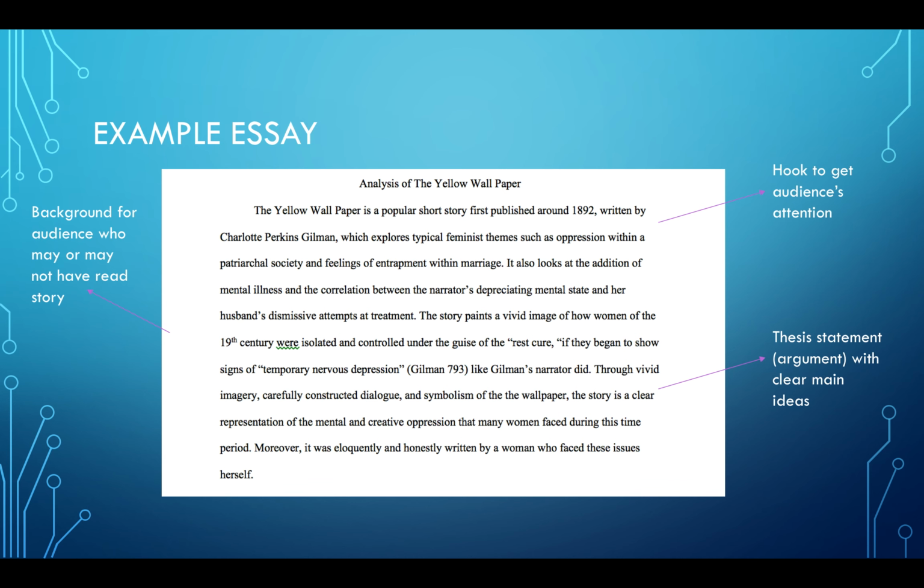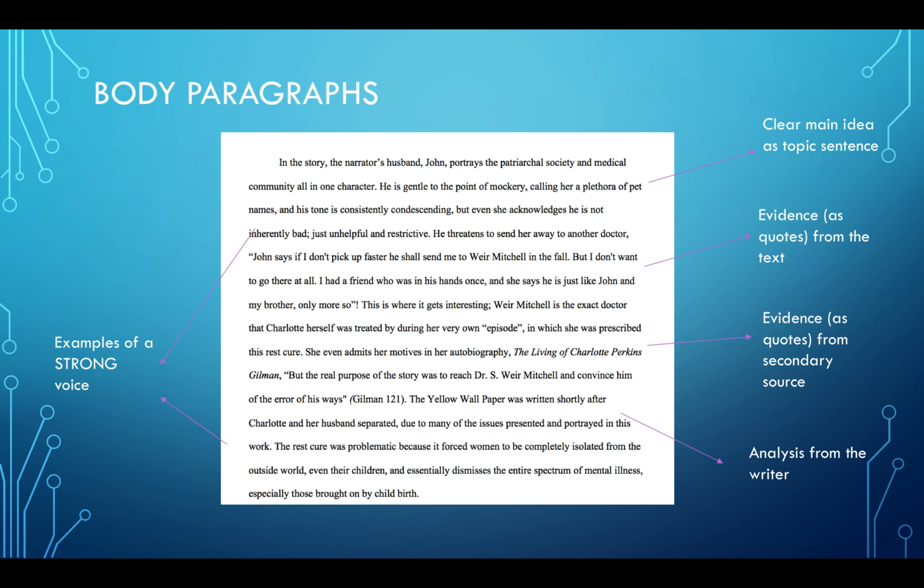And it has an argument. The story is a clear representation of the mental and creative oppression many women faced during this period. That is a clear thesis statement. The body paragraphs, I'm giving you just an example here. But the first sentence is a clear topic sentence that conveys the main idea of this paragraph. And it says, the narrator's husband, John, portrays the patriarchal society and medical community all in one character. That's a clear thesis statement, or a main idea statement.